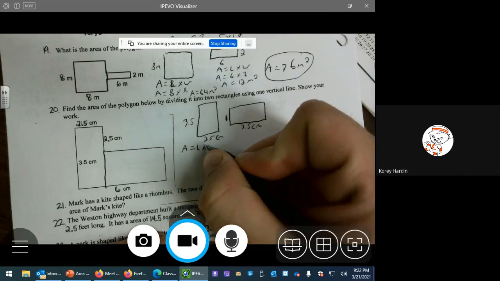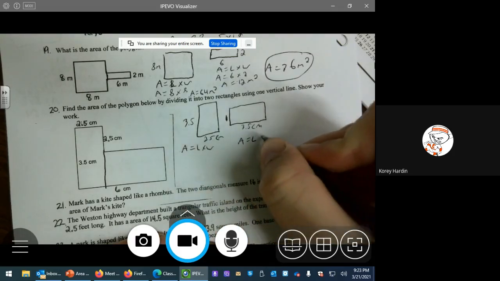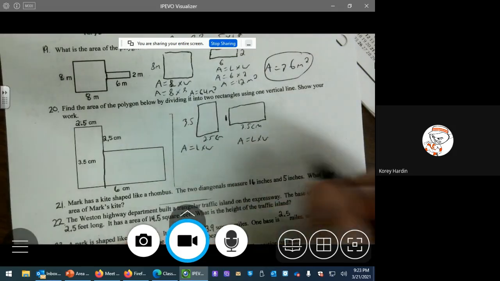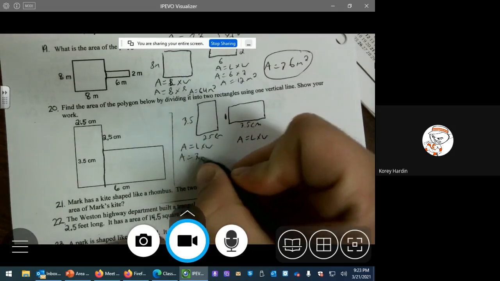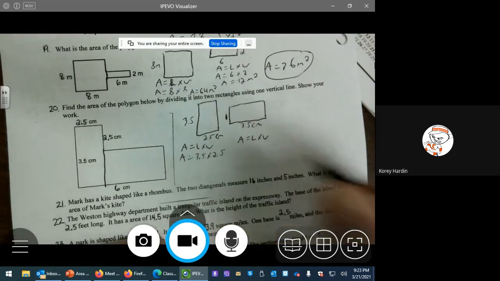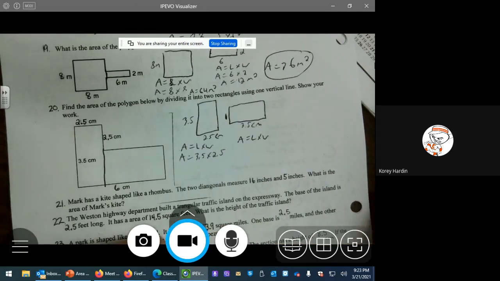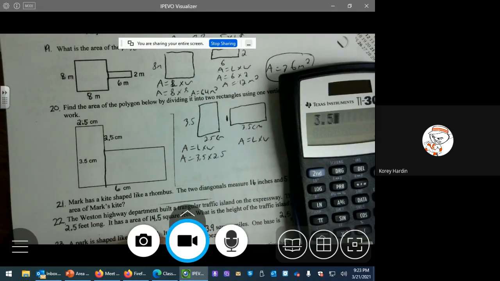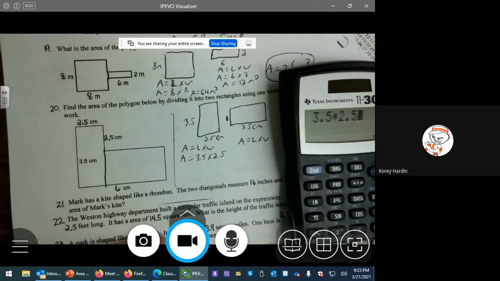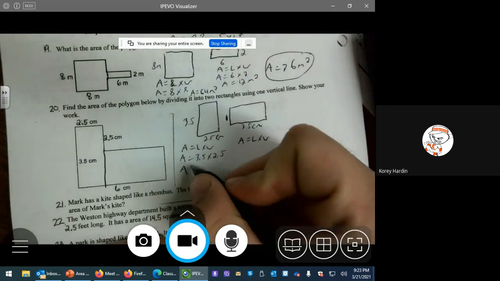So length times width. Length times width again. So I've got 3.5 times 2.5. It is 9:30 on a Sunday night, so I'm going to use my calculator on that. And that's 8.75.